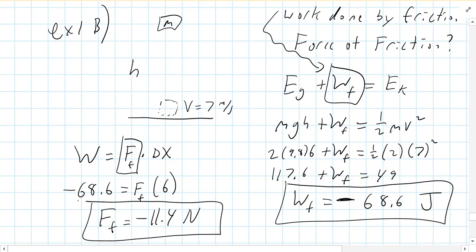Now, the only deal with the negative, it just means that this force is acting against our motion of the book. The book's moving down, friction points up. Sometimes I'll just ask you for how big is the force, in which case you don't have to put the negative there if you don't want to.